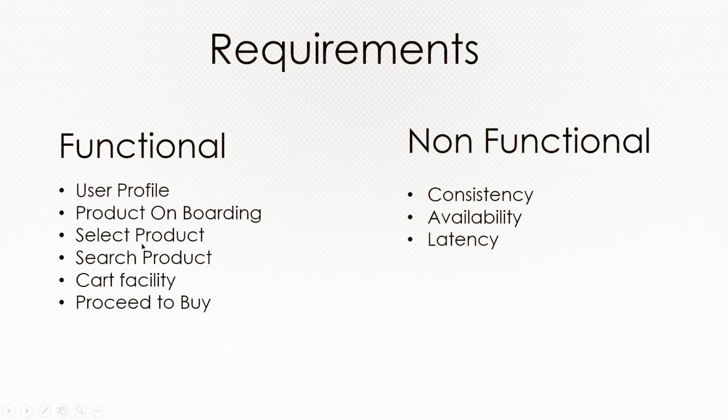So there should be an option to select the product or search the product. What is the difference is that when he is going to make a search, he should be able to type something in a search box, and based on the text that he has written, he should be able to get some product there.